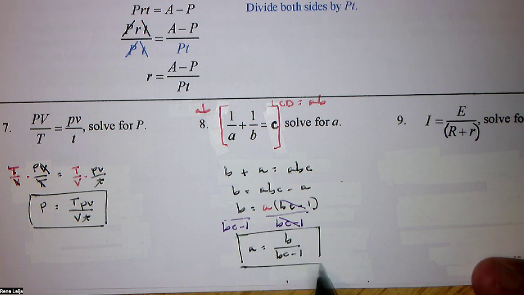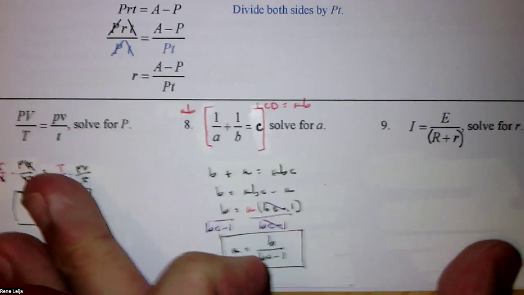And I know it's tempting. You look at that and see, ooh, I want to knock out those B's. You cannot do that because BC minus 1 is a binomial. It's all together. So you cannot just reach in and knock out that one part. Okay. All right. Now, number 9.